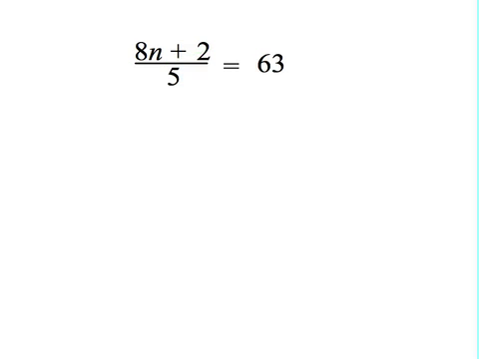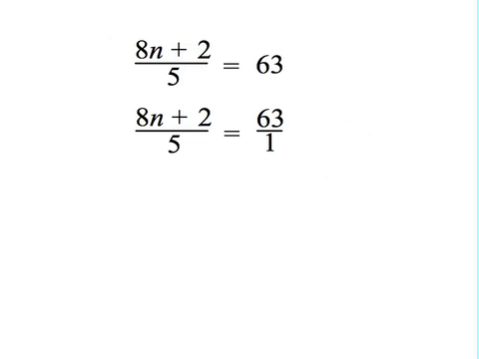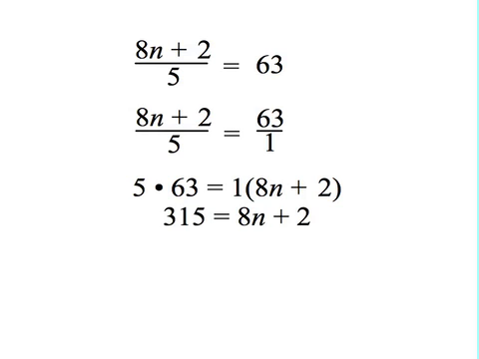Here's one. Doesn't look like a proportion, but the number 63 can be turned into a ratio by putting a 1 on the bottom, because 63 over 1 is equal to 63. Now we can apply our property. And since there's a 1 involved, we have 1 times the quantity 8n plus 2, and of course 5 times 63. And 5 times 63 is 315. We add negative 2 to both sides to get 313. We divide both sides by 8. Our solution, 39.125.